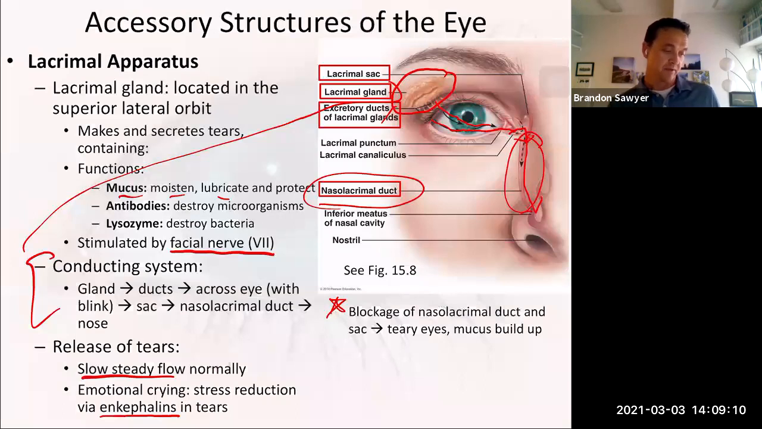Yeah, the last box on the bottom, that was that one right there, the teary eyes, mucus buildup. Is that what you're asking about, Joanna? Yeah. Cool. All right, any other questions on that?